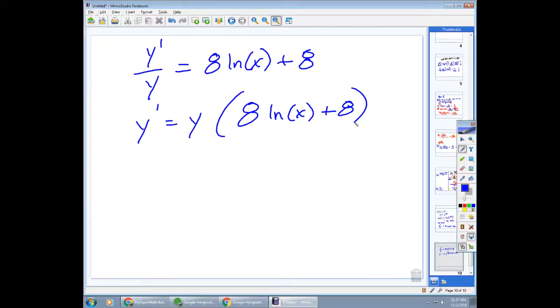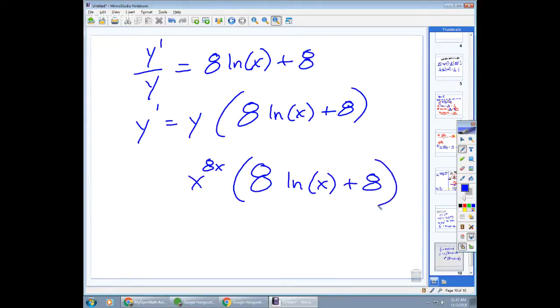Okay. And then I just have to remember what y is, and y was x to the power 8x. So I just plug that back in. And you could leave it like that or factor out the 8. That doesn't make that much of a difference.